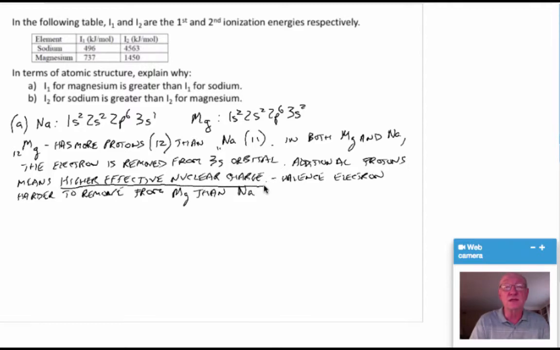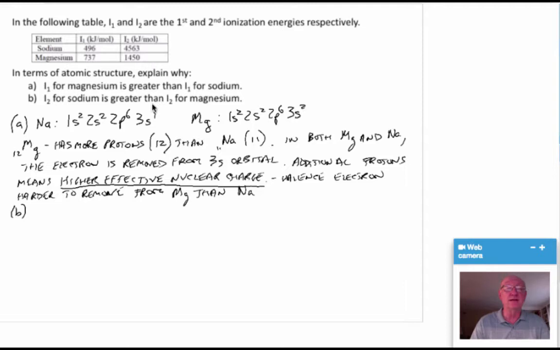Notice that we are short, sweet, to the point. No need to go into a long-winded explanation with all kinds of paragraphs or anything like that. One to two sentences, that's all that's needed over here. Part B. They're saying that the second ionization energy for sodium is greater than the second ionization energy for magnesium, 4563 versus 1450.